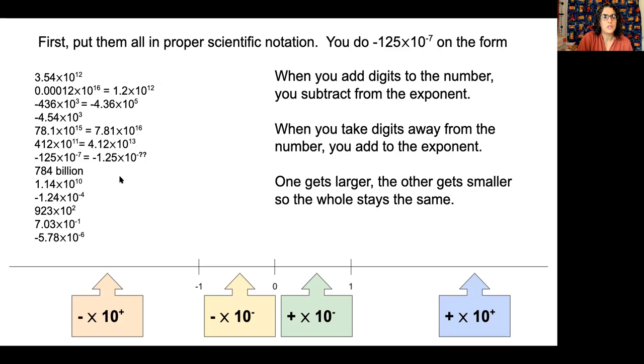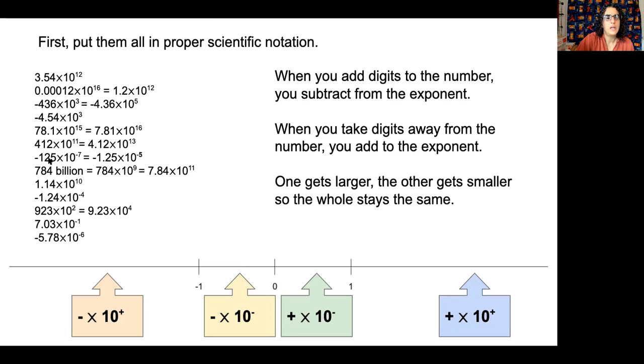I've done the first several numbers here for you. This one, we are making the number part smaller, so it's giving up 2 powers of 10 to the exponent. So the power of 10, we're adding 2 to that. Similarly here, we're adding a power of 10 to the exponent because the number part is getting a digit smaller. This became 3.12 times 10 to the 13th. And I just want you to take a moment and look at this one. -125 times 10 to the -7th. You tell me what that is when it's proper scientific notation on the form, because negative exponents are always annoying.